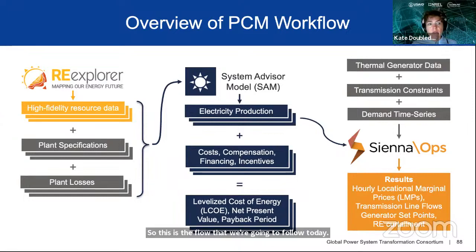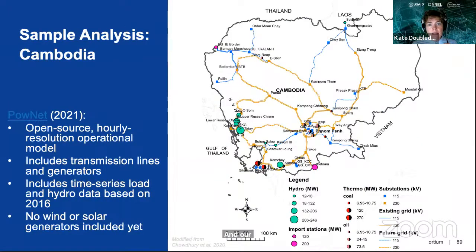And our sample analysis is conducted on an open source set of data available on GitHub for Cambodia. This is an hourly resolution operational model that includes time varying demand, as well as a set of hydro generators and thermal generators, but it does not yet include any wind or solar plants.